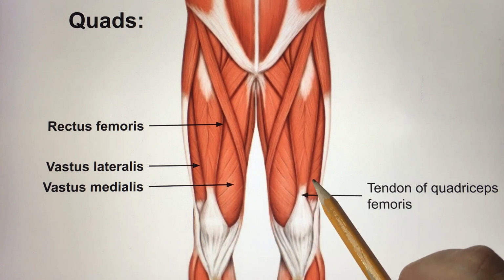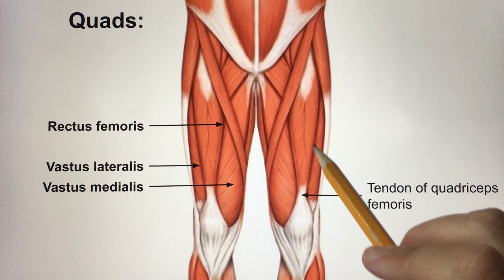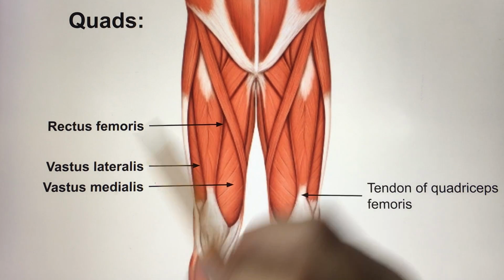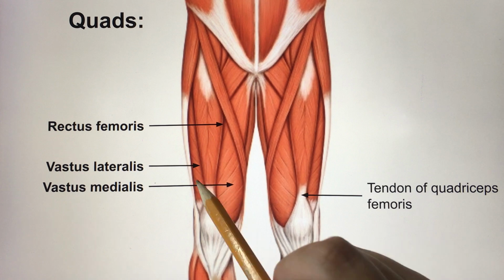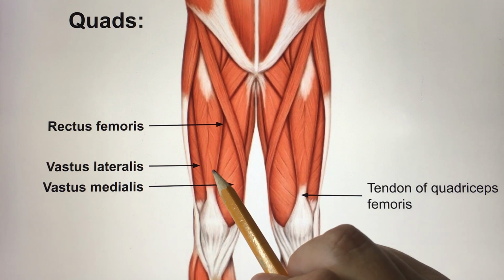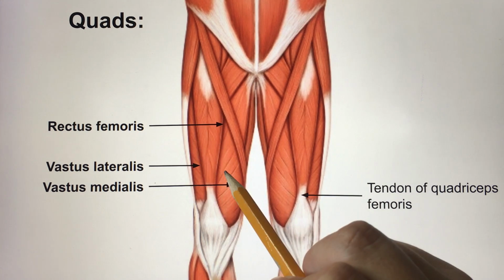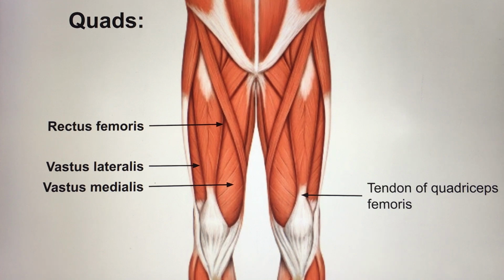On the lateral side of the rectus femoris, there is a muscle called vastus lateralis. It's also another one of the quads, vastus lateralis. It's on the lateral side of the rectus femoris. And deep under all of these 3 quads, there is a 4th quad called intermedius, vastus intermedius.